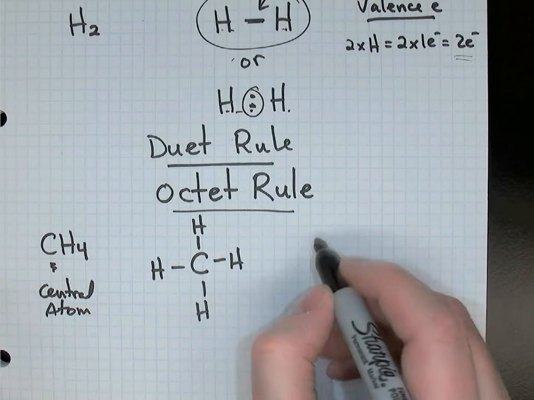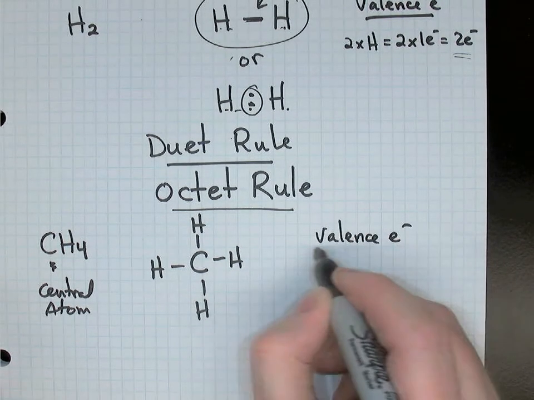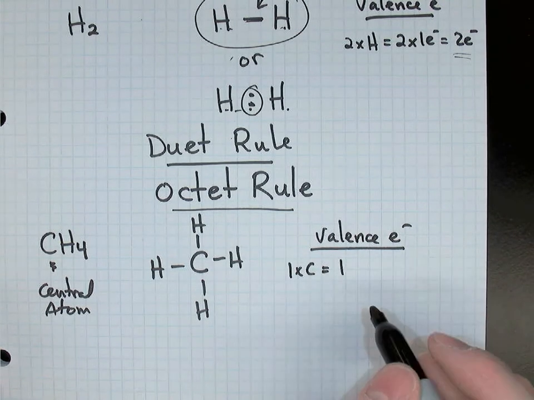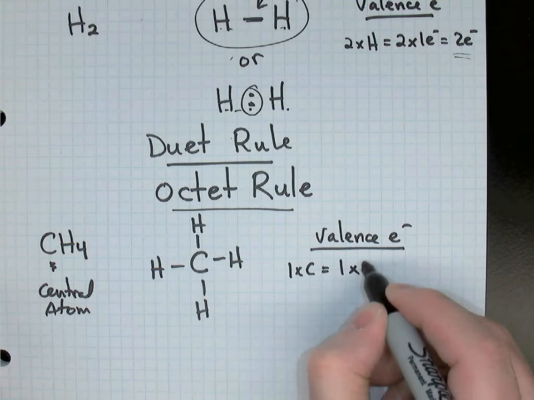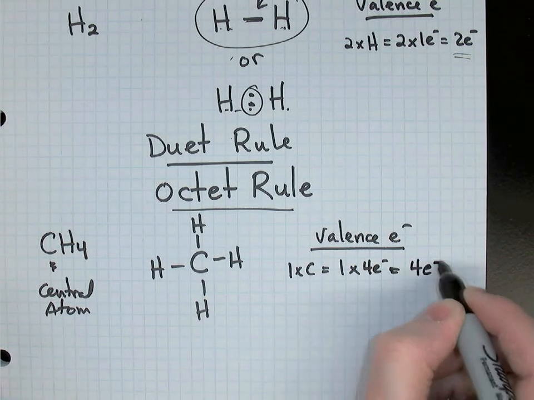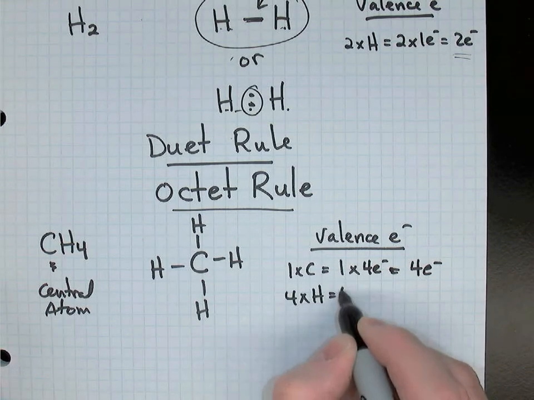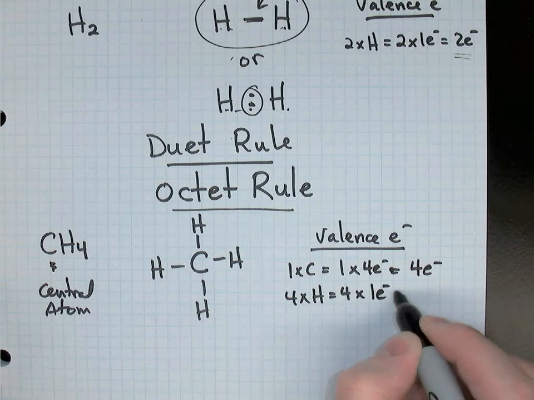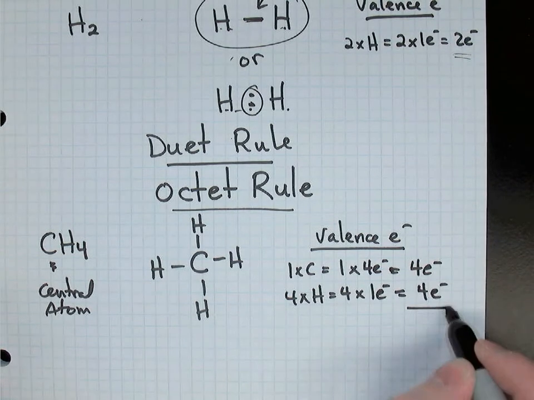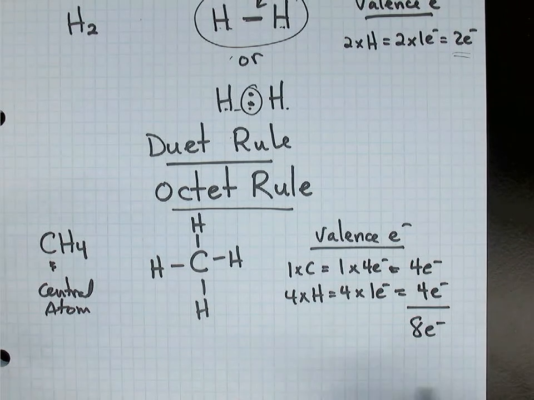When we do our valence electron counting, we have one carbon atom, and a carbon atom, as we saw earlier, has 4 valence electrons, so it brings 4 electrons to the molecule. 4 hydrogen atoms, each one brings 1 valence electron, so together they're bringing 4 electrons to the molecule. So in this case, we have a total of 8 valence electrons to be using.